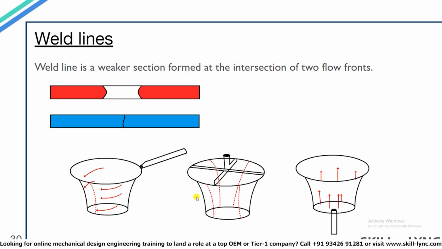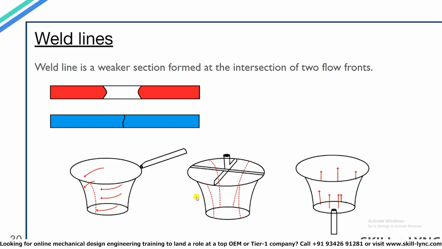In the first case, you can see that a single gate is used at the edge. This will create a single weld line in the region opposite to the gate point. In the second diagram, you can see 4 gates are used, which led to creation of 4 weld lines. Now since weld line is a type of defect as the component is weaker along the weld line, but here case 2 is better than case 1.